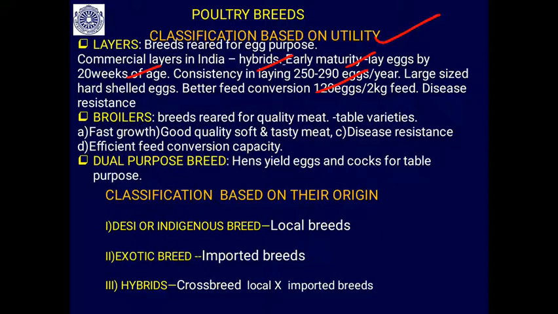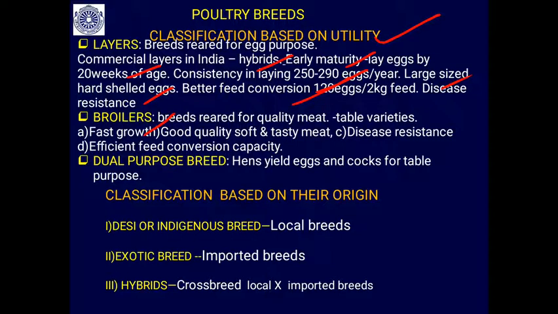A single bird may give some 250 to 290 eggs per year. Large sized, hard shelled eggs are the desirable qualities one can expect in layers. There is also better feed conversion efficiency: for about 2 kg of feed it should yield about 120 eggs, and it should also be disease resistant to the Indian tropical weather. These are all the desirable qualities one can expect in a layer breed.